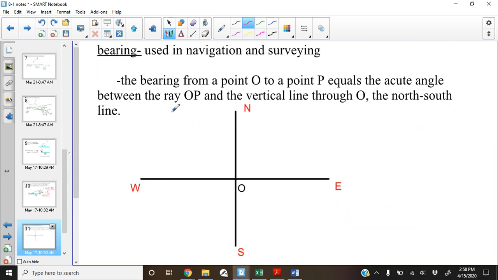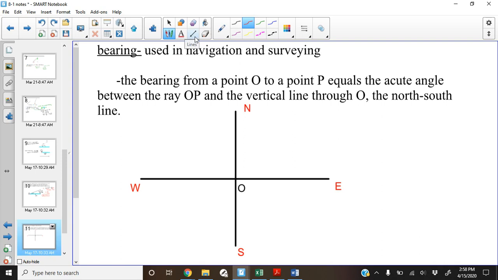Next. All right. So now we're going to be doing bearing, which is just using a notation that is a little bit different than what you're used to. It's used in navigation and surveying. Now, let me give you a few examples.